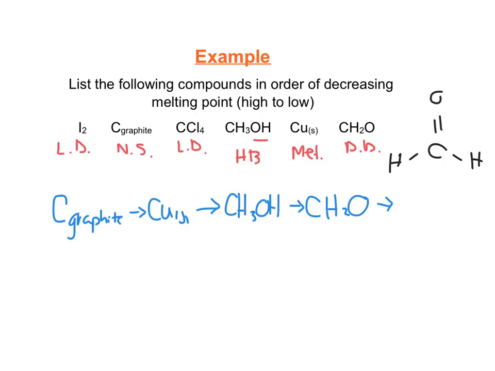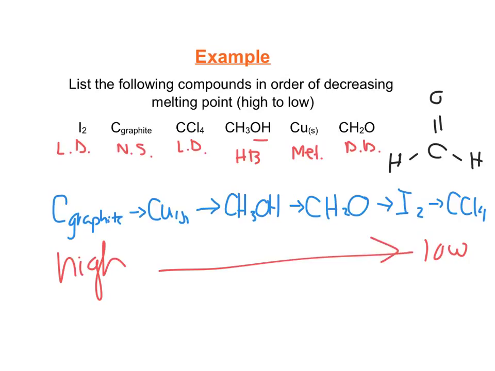Now remember, London dispersion forces are affected by molar mass. Iodine has a massive molar mass in comparison to carbon tetrachloride. So iodine will have stronger London dispersion forces than carbon tetrachloride will. So this is our order from the highest to the lowest melting point, determined by intermolecular forces.